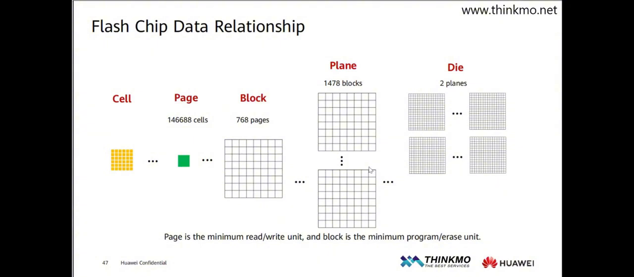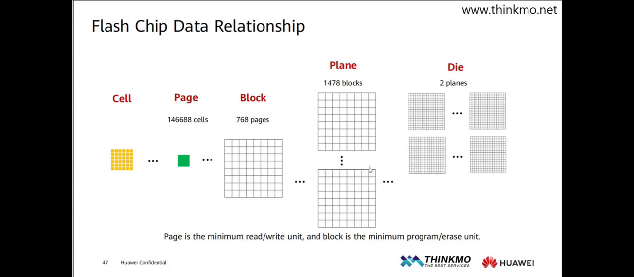These two planes can operate in parallel, and this parallel operation can improve the read and write performance of our flash memory. It's like having two factories, two production lines working simultaneously, so naturally the efficiency will increase. This is the main function of a plane. In practical applications, when our solid-state drive reads data, the two planes can simultaneously read data from different blocks, effectively doubling the data speed.